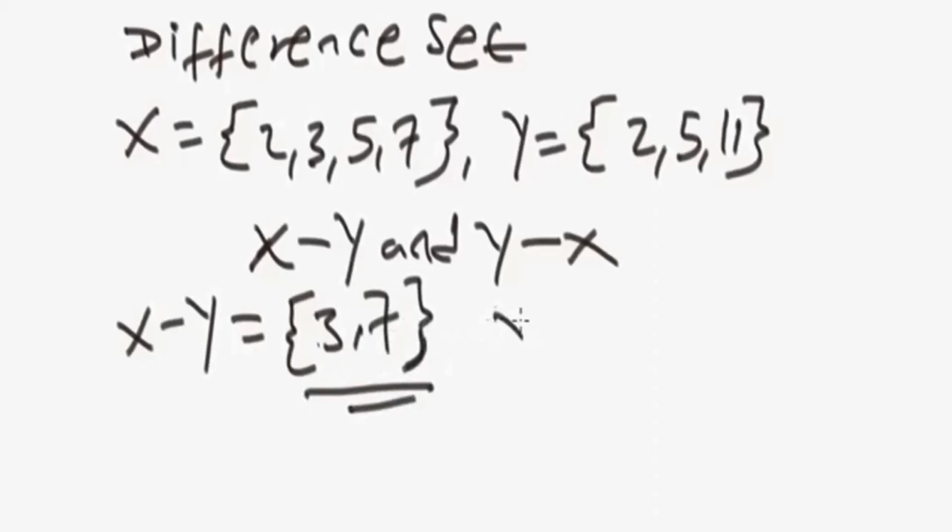The difference between y and x will be the elements in set y not in set x. So we have 2 here and 2 here, 5 here and 5 here, and 11 here, which we do not have in x. So the difference between y and x will be 11.